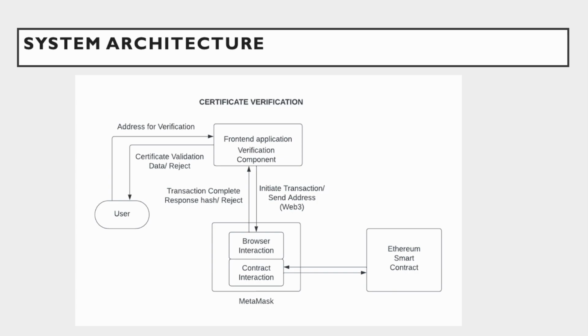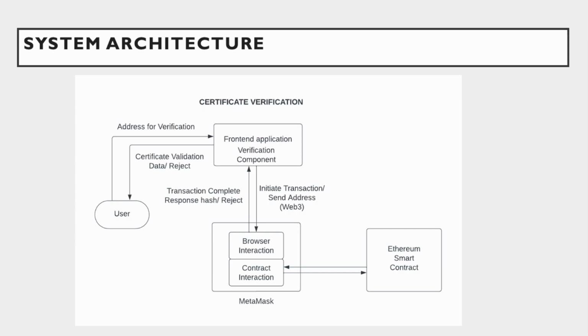The third part of the system architecture is certificate verification. If an organization or an individual needs to validate a certificate, they can do so through the application's certificate verification portal, which does not require any login. It's just necessary for the user to have a legitimate blockchain wallet.